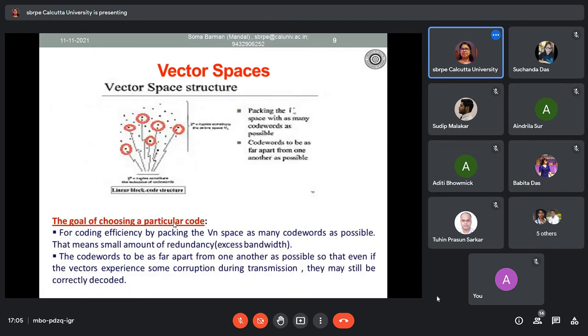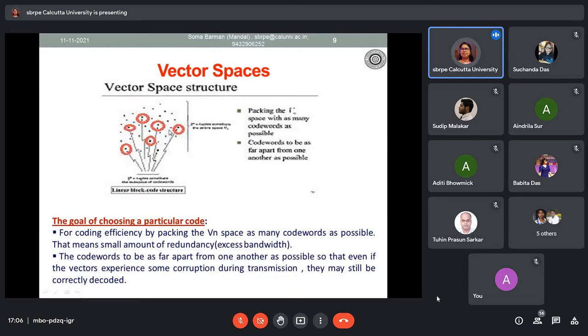Now see, this plot or picture shows that these small dots represent the number of your code word vectors, because you are adding n minus k redundant bits to k, and your code word length is n. So obviously n is greater than k. These 2 to the power n are shown by small black dots.